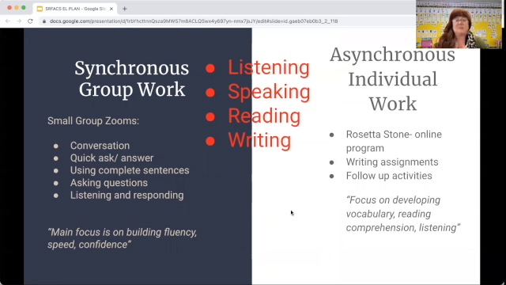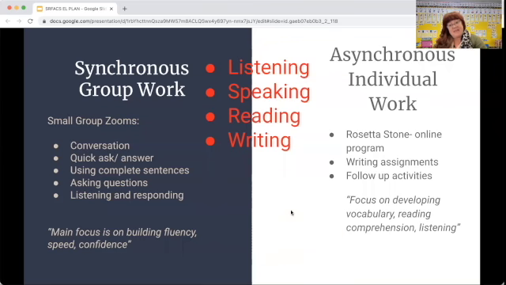We focus on using complete sentences, asking questions, especially asking for clarification on meaning and words they don't understand, developing that metacognition, that ability to be aware of your own learning, which is a really important part of learning in general. That students, when they hear something that they don't understand, ask for clarification instead of letting it go by. So listening, responding, speaking, and having that fluidity of language. That's really the focus in the in-person groups.